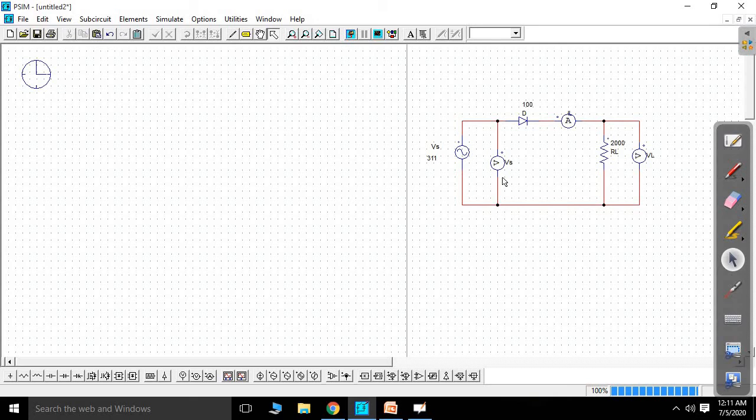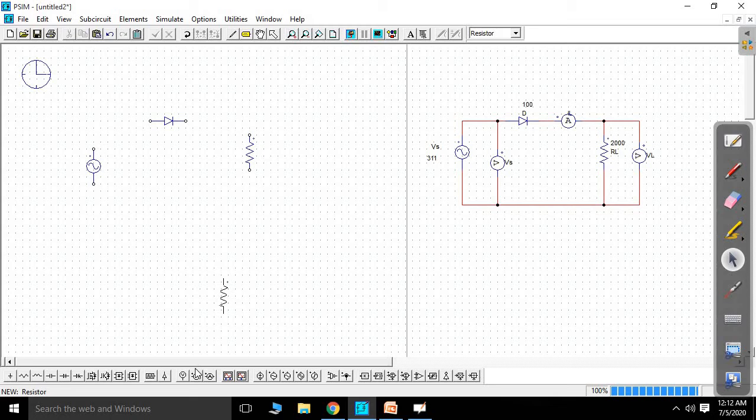Now I need one supply voltage, one diode, one load resistance RL, and measuring meters, voltmeter and ammeters. Let us take a supply voltage. Here it is a voltage, so I will take voltage. Then I need a diode, and I have to rotate it. Then I will take a load resistance, rotate it, and put it over here. Then I need voltmeters and ammeters.